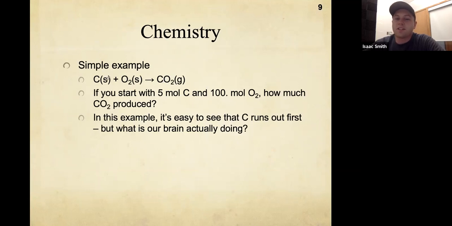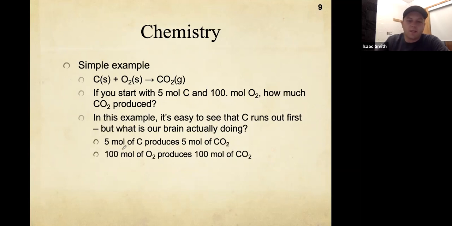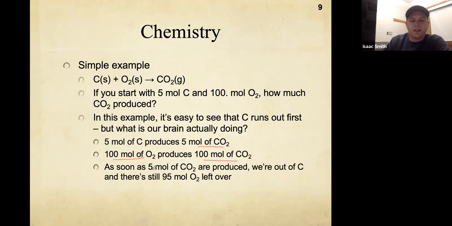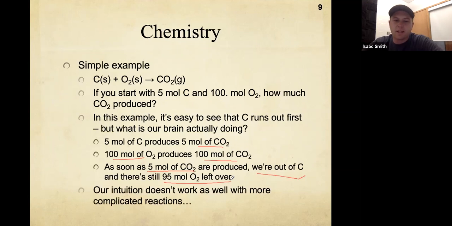But because we only start with 5 moles of carbon, it doesn't really matter how much oxygen we have. We're only going to be able to make 5 moles of carbon dioxide. So hopefully that makes sense. Yeah, so 5 moles of carbon produces 5 moles of carbon dioxide. 100 moles of oxygen produces 100 moles of carbon dioxide. As soon as the 5 moles of carbon dioxide are produced, we're out of carbon, okay? And we have a bunch of oxygen left over, kind of like in the bike example.